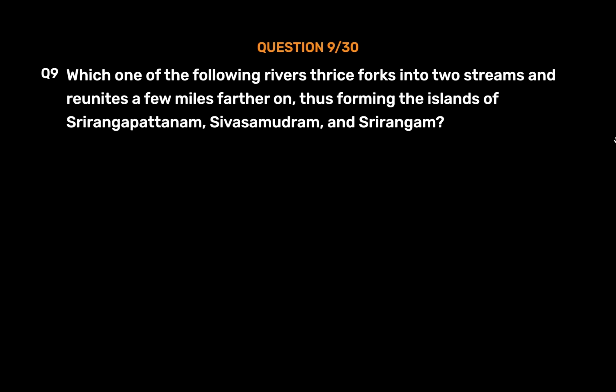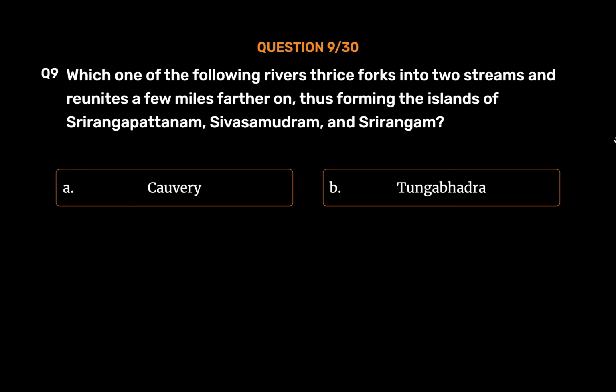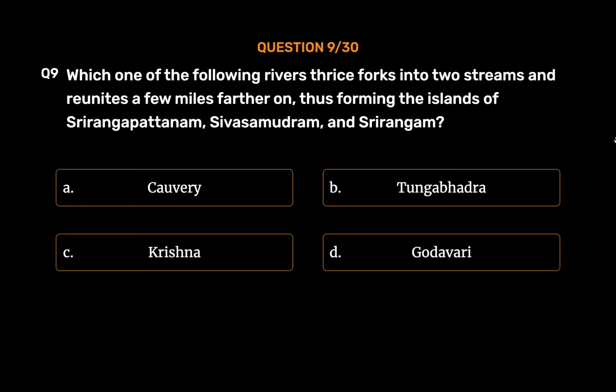Question number 9. Which one of the following rivers thrice forks into two streams and reunites a few miles farther on, thus forming the islands of Srirangapattanam, Sivasamudram, and Srirangam? Option A. Kaveri. Option B. Tungabhadra. Option C. Krishna. Option D. Godavari. The correct answer is Option A.